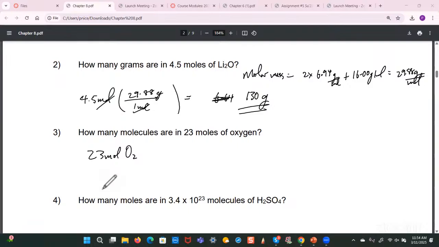Can we go back to question 2 for a minute? I didn't get 130 grams. I got 134.46. Yes, so what I did was round off the answer to 2 sig figs because we have 2 sig figs here. So that's why it's 130. Okay, thank you.